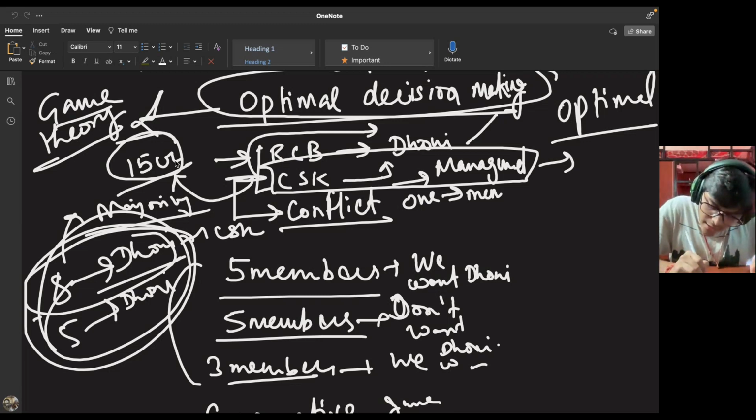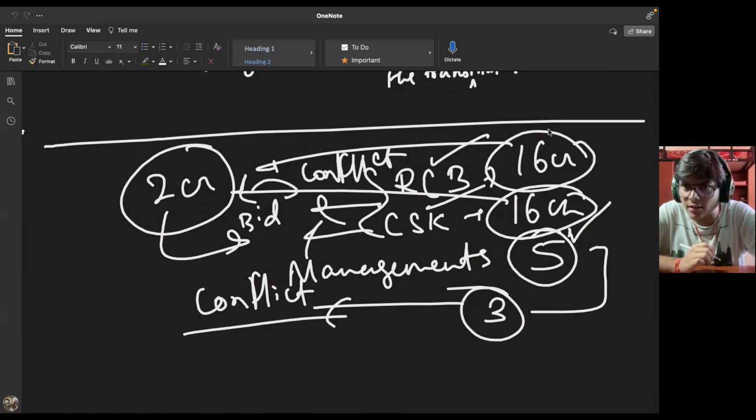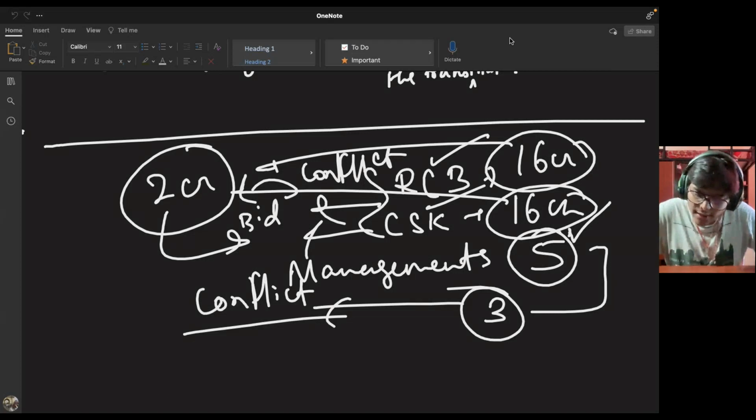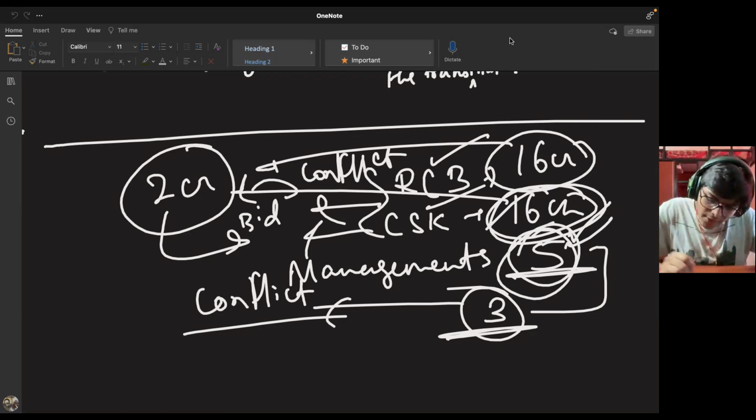And finally, if CSK wins the bid, there's another reason. And even now, if both of them want Dhoni, there's again a conflict between the two teams, between RCB and CSK, right? So between RCB and CSK, there's a conflict. What was I saying? Five people want to take Dhoni and three people don't want to take Dhoni in CSK management. So they have 16 crores, and they will see the majority. The majority, five people, want to take Dhoni, so they will go with Dhoni.